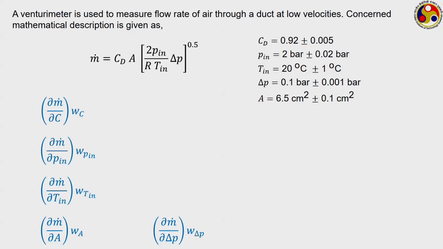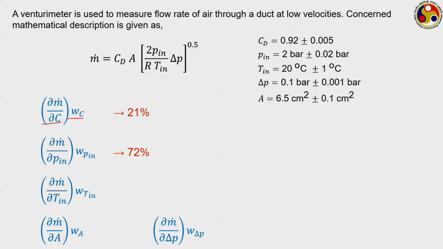So, we have to calculate basically 5 quantities. For each case, try to calculate the product of sensitivity and corresponding uncertainty. Like for this coefficient of discharge, this is the sensitivity, this is the corresponding uncertainty. Similarly, you can get the product for all the 5 quantities, calculate their value, and finally calculate the uncertainty.